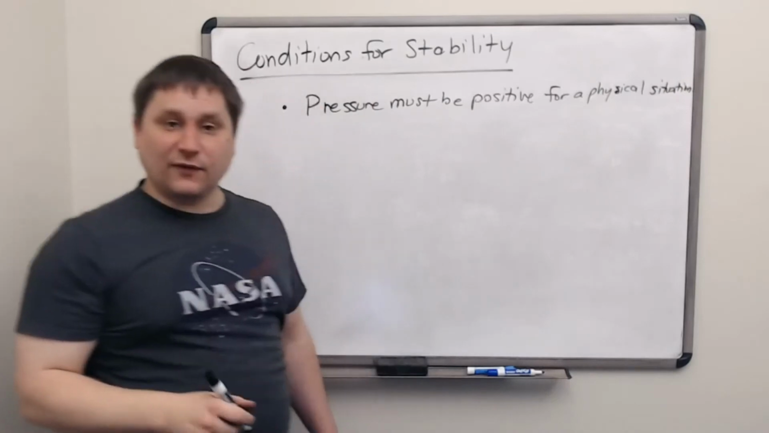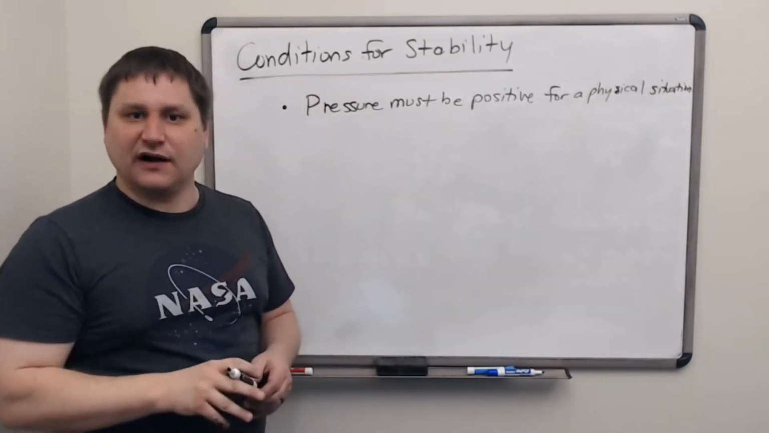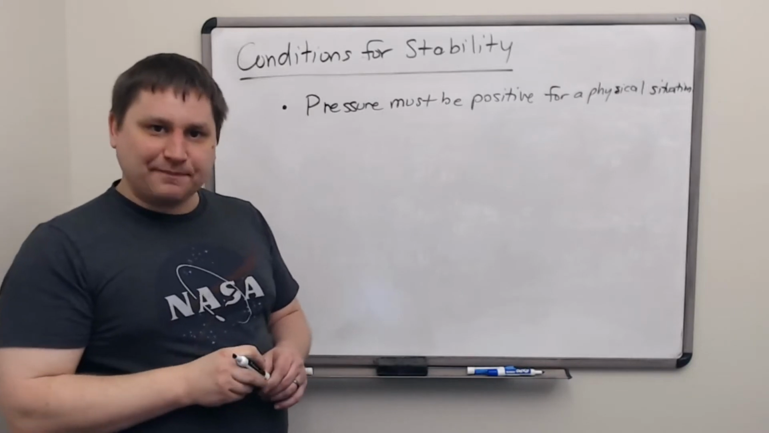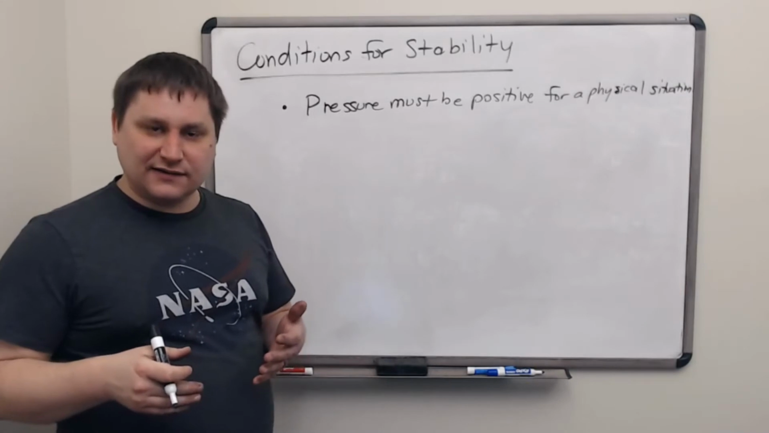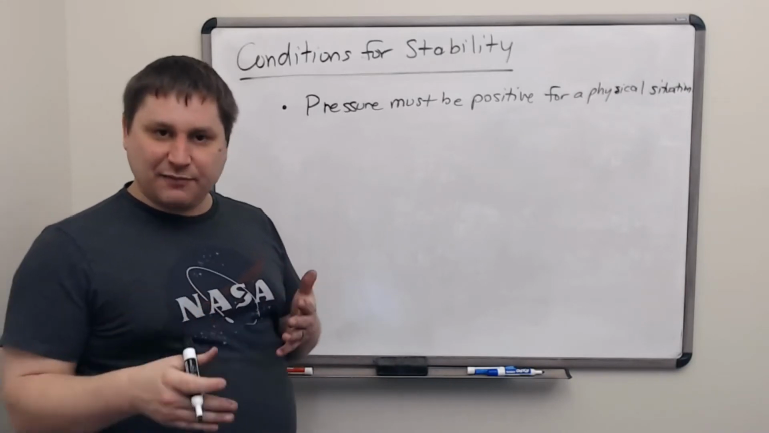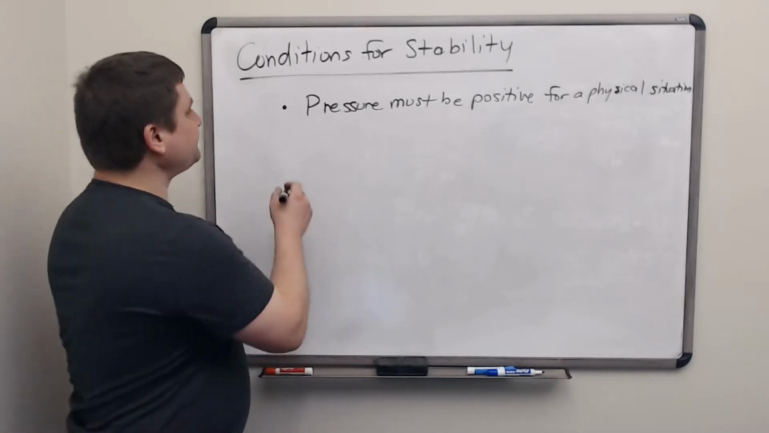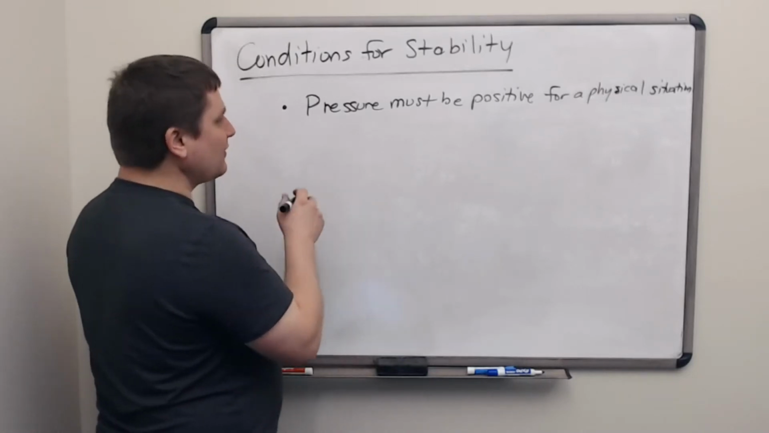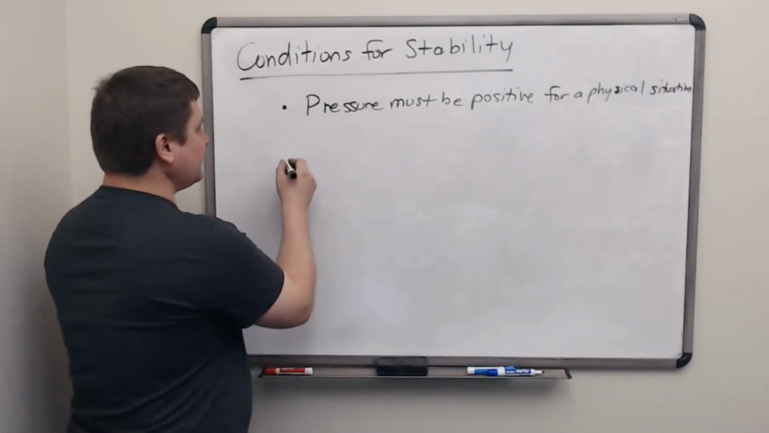Now it's possible for the model to predict a negative pressure in a certain range of temperatures or volumes. And what that means is that it doesn't mean the whole model is wrong, but it means that the model is not matching up with any physical state in that region of parameters. So there are a number of other quantities which must be positive to represent a physical situation.